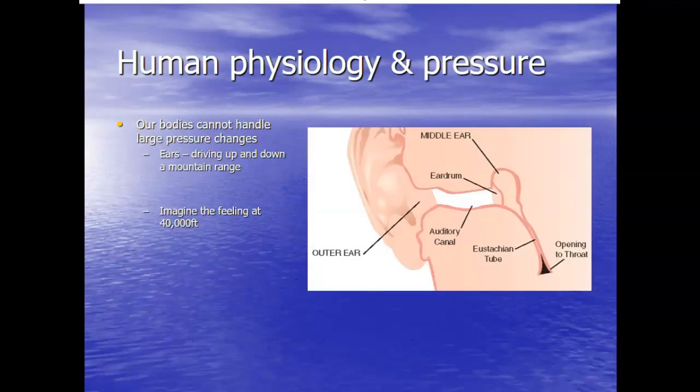So knowing this about the atmosphere, we can predict what's going to happen physiologically due to these changes in pressure. If you've ever driven up and down a mountain range, you may have noticed that the pressure in your ears will change, and that can result in pain. Imagine the feeling at 40,000 feet.